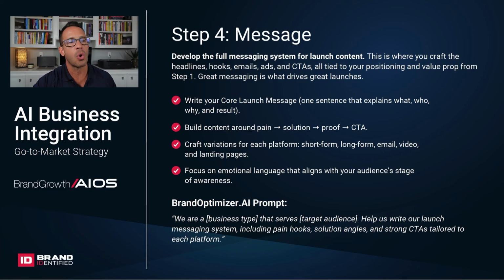So write your core launch message. This is a one sentence that explains what, who, why, and the results. Build content around your plan, your solution, your proof, and your call to action. Then craft variations for each platform. For example, short form, long form, email, video, and landing pages. And then focus on emotional language that aligns with your audience's stage of awareness. And then as always, for step number 4, I've given you another BrandOptimizer.ai prompt for you to use.